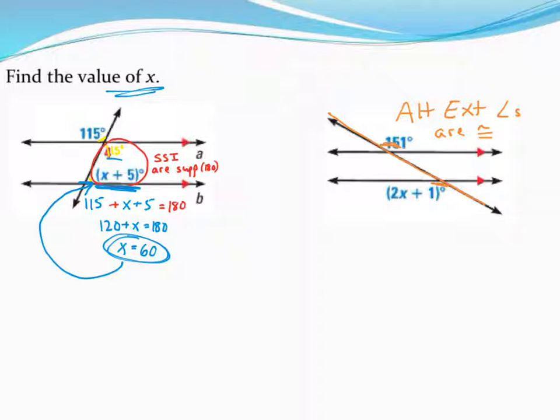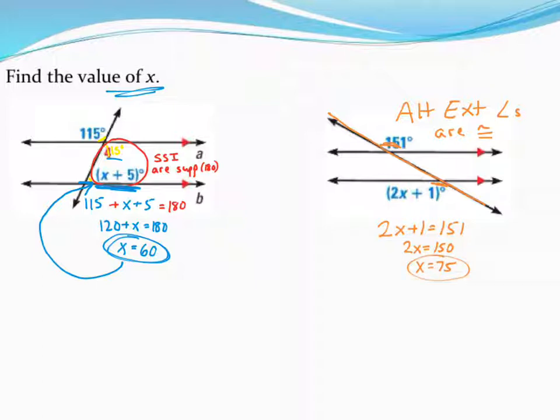So my equation this time is going to be to put my two angles equal to each other. So 2x plus 1 has to equal 151. And again, I'll just do some simple algebra to solve that. I'll subtract 1 from both sides. So I get 2x equals 150. And then divide both sides by 2. So I get a final answer of x is 75.